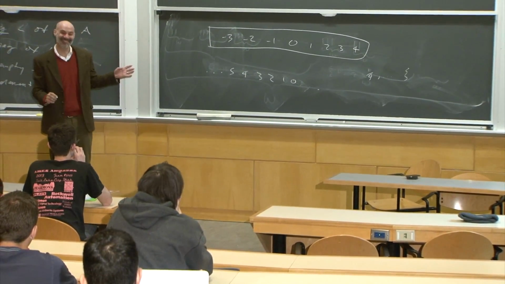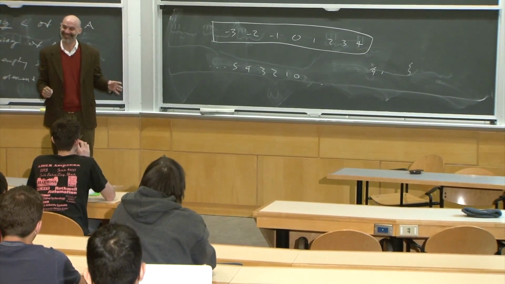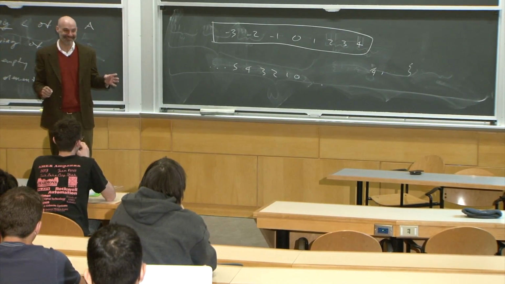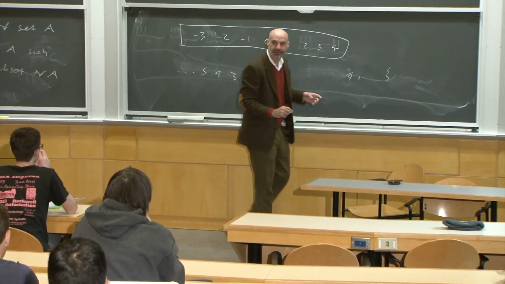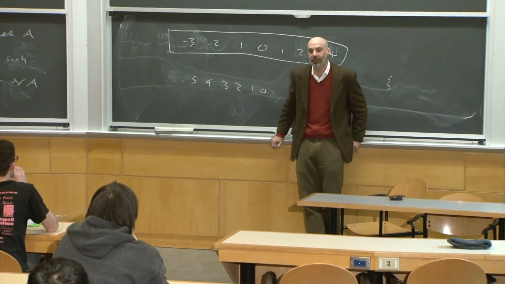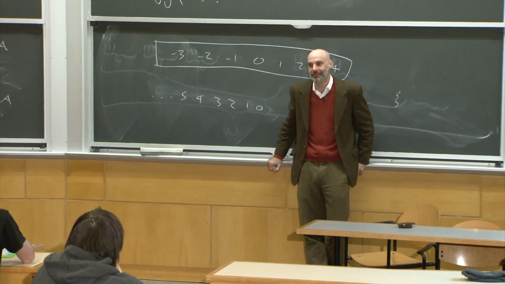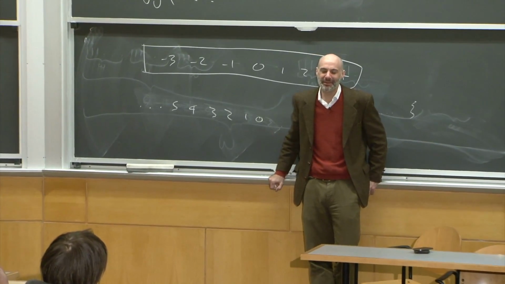So that's a linear ordering, but it's not a well ordering. What about the rational numbers? Are the rational numbers well ordered? In fact, let me make it a little bit harder.